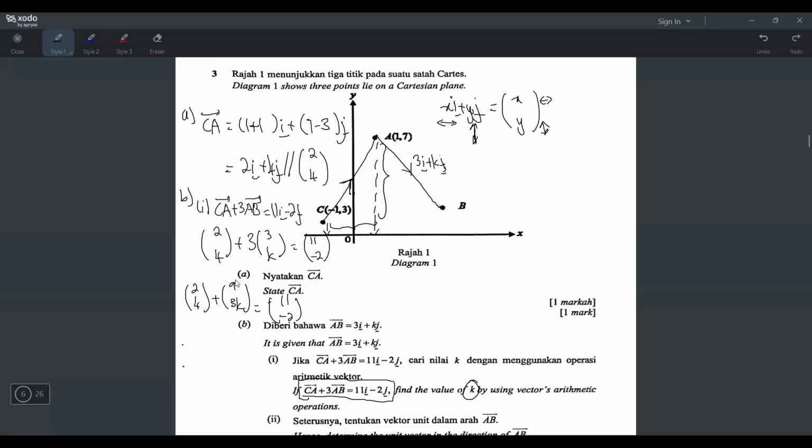So top plus top equals top. Bottom plus bottom equals bottom. So 2 plus 9 is 11 here. 4 plus 3k is 4 plus 3k. Okay. Top plus top. Bottom plus bottom. And then the other side is 11, negative 2.